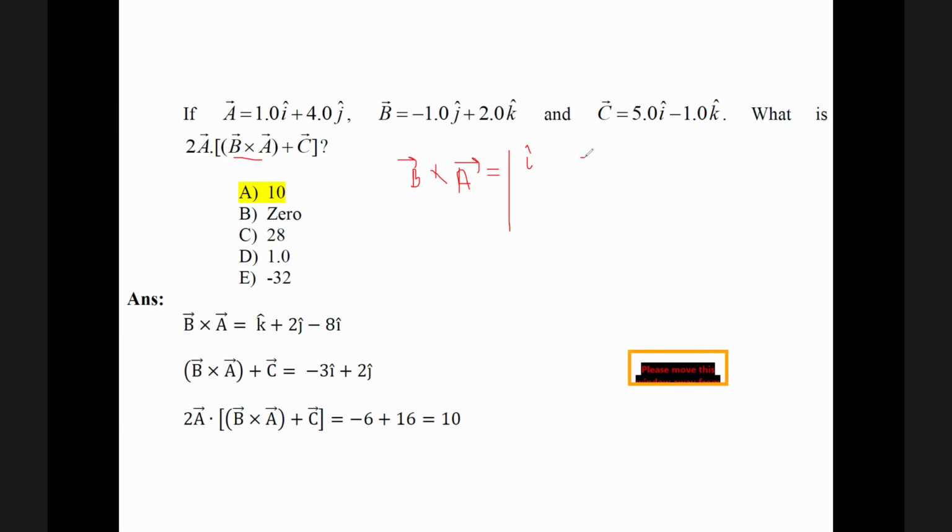So i hat, j hat, k hat in the first line. I will do it for the first time, okay? Let me do it again. B cross A means the first line is reserved for B. Where is B? Minus 1, 0, 2. The second line is for A. Where is A? 1, 4, 0.